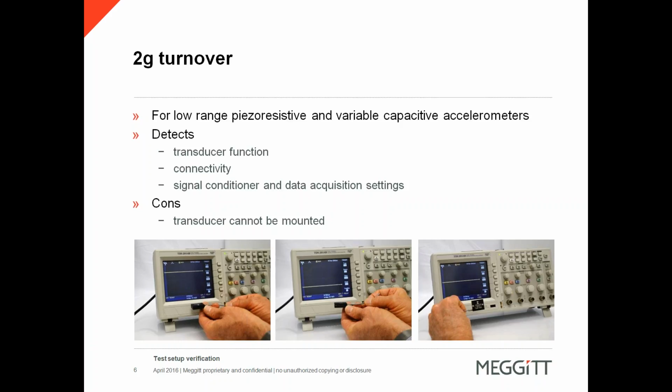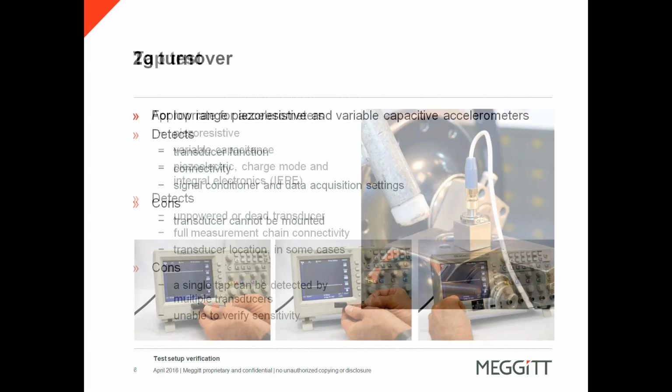Well, David, some piezoresistive transducers cannot be tested at all by performing a 2G turnover test, simply because a transducer with low sensitivity would have a very little output. Also, this test method may require the transducer to be unmounted from the test structure, perform the 2G test, and then remounted to it. In some cases, this may be time-consuming.